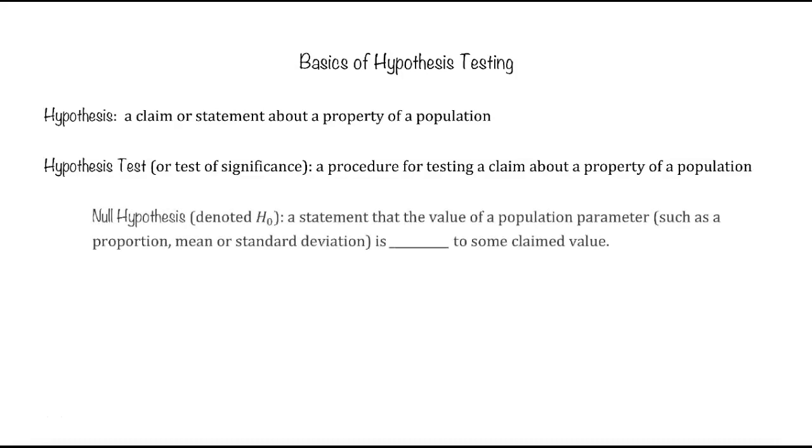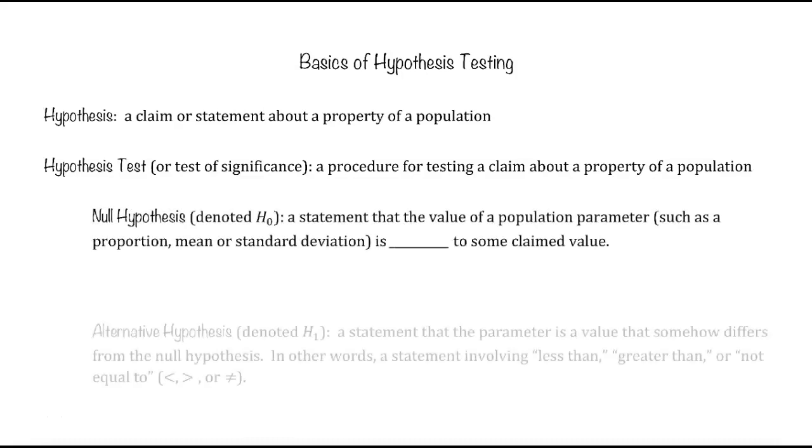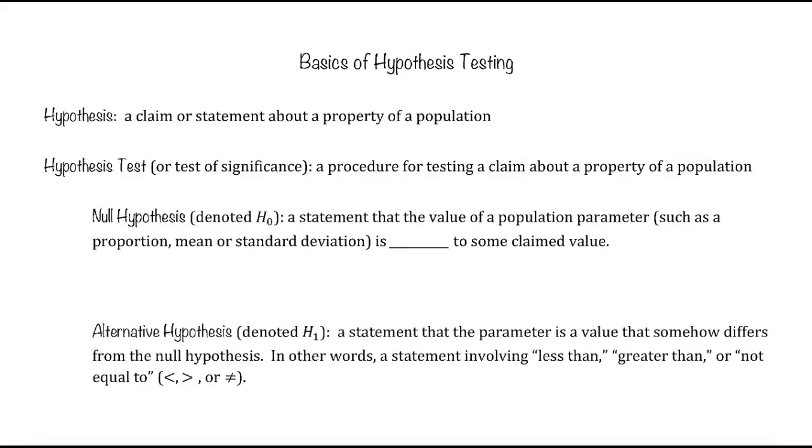In order to conduct a hypothesis test, we'll need to take the information from the hypothesis and figure out what the null hypothesis and alternative hypothesis should be. The null hypothesis, denoted H0, is a statement that the value of a population parameter, such as the proportion, mean, or standard deviation, is equal to some claimed value. The term null is used to indicate that there is no change, or no effect, or no difference. It's equal to some claimed value.